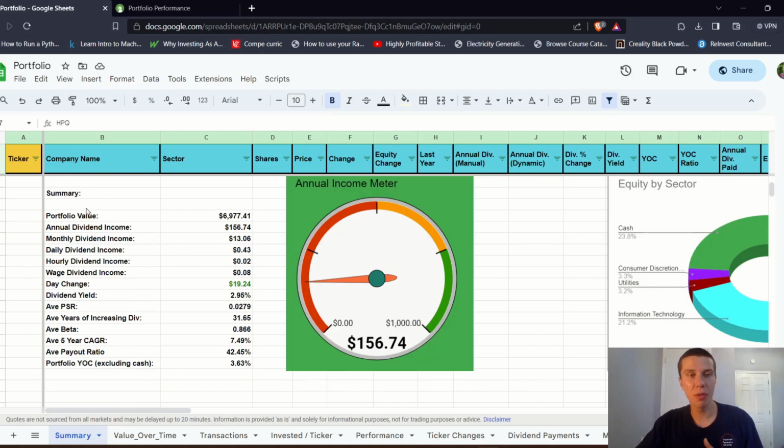So as we can see, the portfolio value now is around $7,000, almost there, and projected income is $156.74, which is exciting. And the 5-year dividend CAGR average is up to right about 7.5%, which is really closer to where I want it to be. We're going in the right direction, I think.